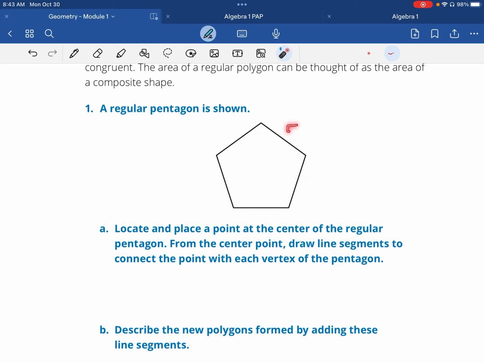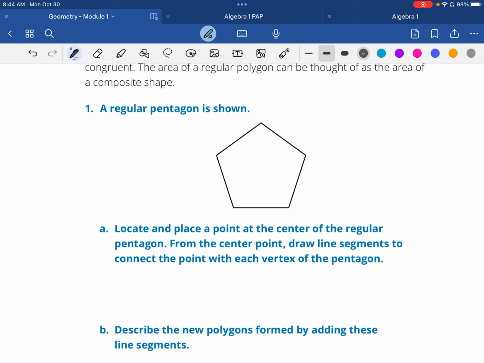I could also put the same number all the way around the sides and put the same number on the inside as well. But it is understood that these are the case when we see the word regular with the name of the polygon or just simply the word polygon. All right, let's go ahead and get started.